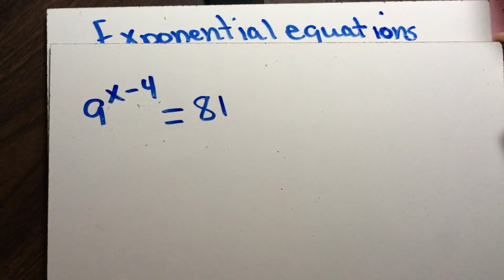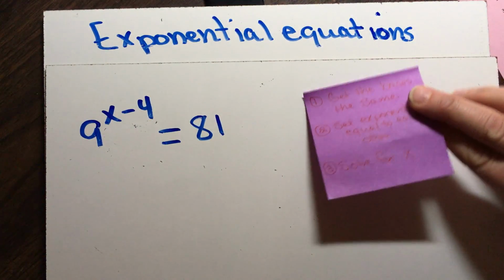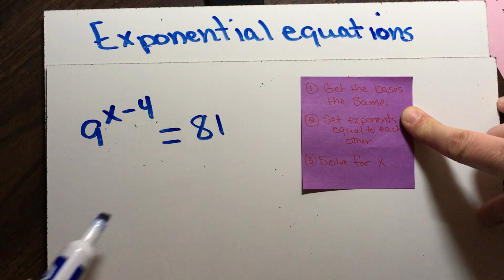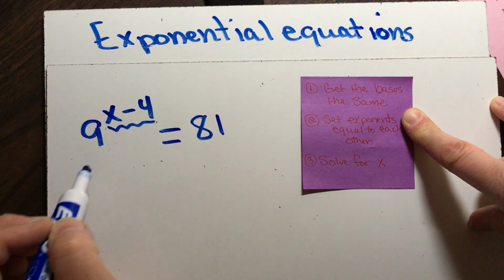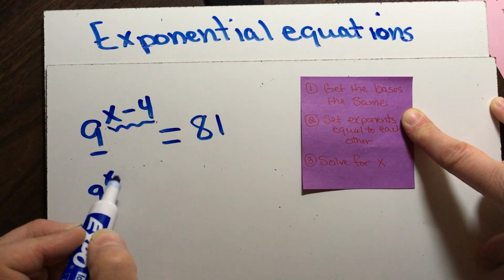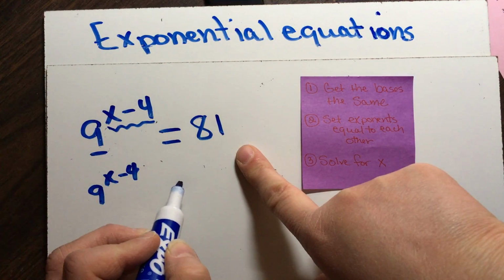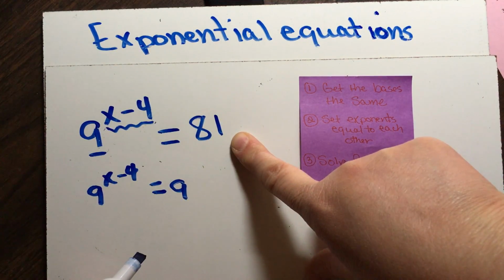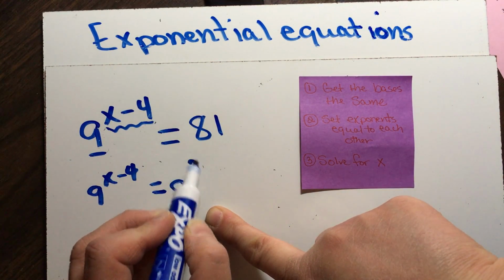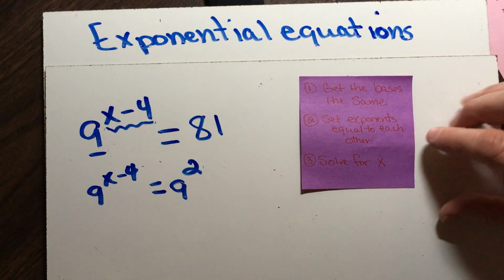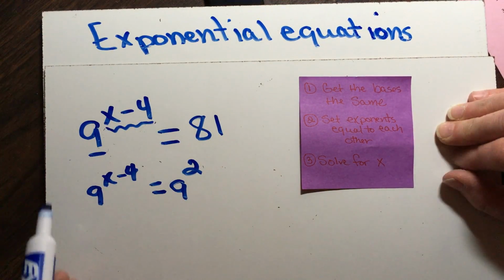So I have 9 to the power of x minus 4 equals 81. Step 1, get the bases the same. Here's my exponents, so this has to be my base. So I have 9, x minus 4th. I need to make this with a base of 9. I happen to know that 9 times 9 is 81. So my base is 9 and my power is 2, or my exponent is 2.